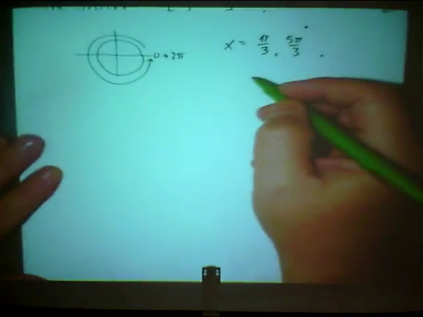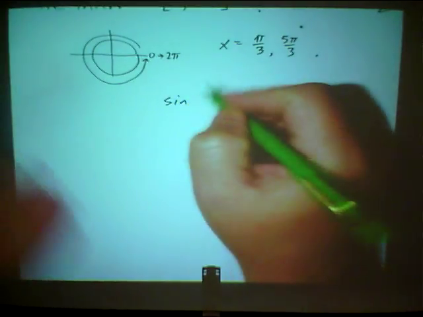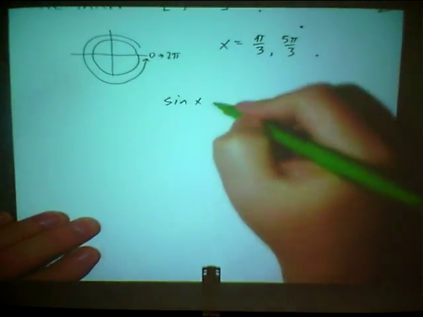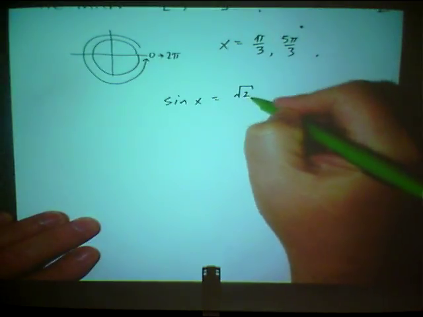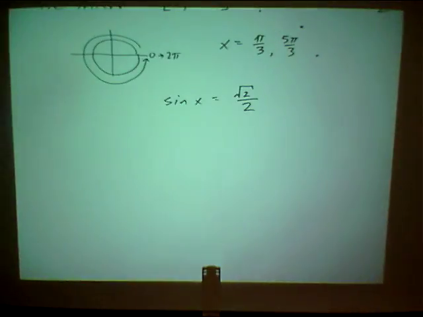Let's do another. How about if we say sine of x equals square root of 2 over 2. So once again, what are we looking for? I'm trying to find an angle, or any angles, between 0 and 2 pi, where the sine of that angle is square root of 2 over 2. Or another way to think of it on the unit circle, since the sine of the angle is like the y value, I'm going to go to my unit circle and see if there are any y values that are square root of 2 over 2.